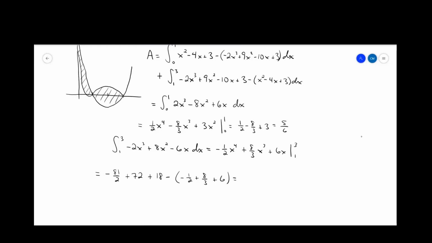Again, please check me on these things. I do make mistakes occasionally. 124/3. The fact that it's positive, I don't know, that's at least somewhat comforting. So the final answer here is the area is going to be the sum of both of these things. So area is going to be 5/6 plus 124/3. Now let's see what that is. 253/6. I did everything correctly.